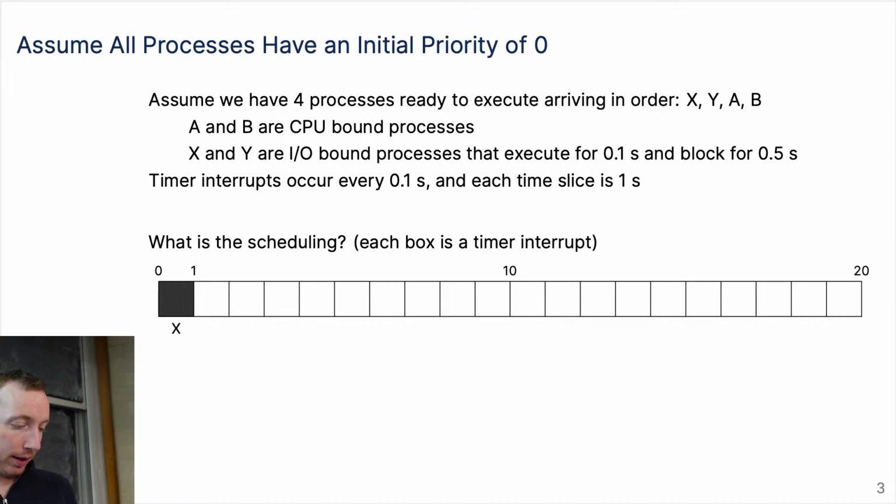So it only runs for 0.1 seconds, and then it yields and would block. So after 0.1 seconds, after the next timer interrupt, we would switch to the next task because this one would be blocked. So what would we switch to? Y. So we would switch to Y, and Y would execute for the next time slice. Now, Y is done, and we have to pick a new process to schedule. So what should we pick? A. How long is A going to run for?